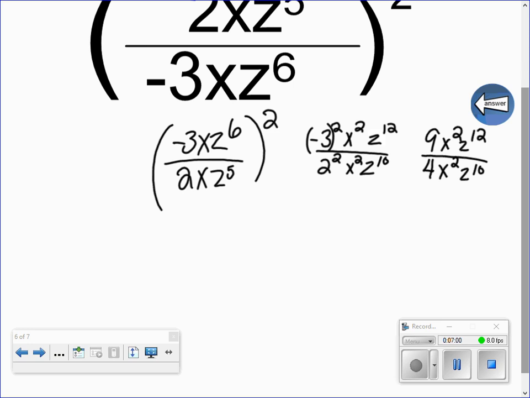9 over 4 is just going to stay 9 over 4. That cannot be simplified any further. X squared over x squared, 2 minus 2 is 0, so that ends up going away. So our x's actually disappear. Z to the 12th divided by z to the 10th would be z squared. And so we end up with 9z squared over 4. There we go. There's our simplified expression.